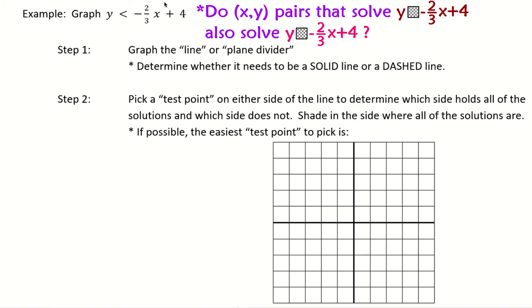Now compare with this example where it says graph y is less than negative 2/3 x plus 4. And as we go into this graph, try to think about this. Do all the xy pairs that solve the equation y equals negative 2/3 x plus 4 also solve this particular inequality? What do you think?